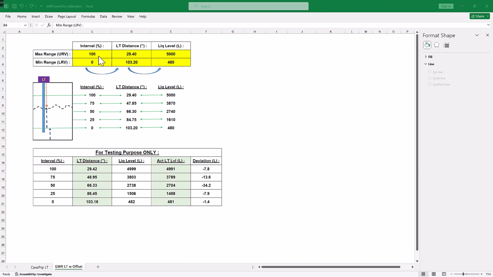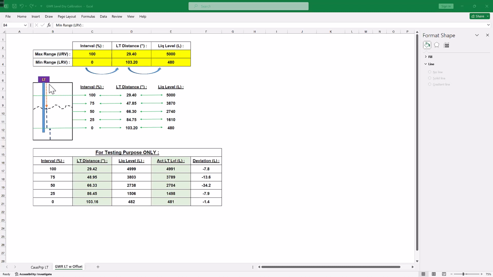In today's example, I have keyed in the values for both the URV and the LRV. This is just an example. The maximum range or URV of the level transmitter distance is 29.4, and the minimum range or LRV of the level transmitter distance is 103.2 inch. As for the liquid level in the unit of liter, the maximum range or URV is 5,000 liter, and the minimum range or LRV is 480 liter. So what it means is that for the maximum range, the level transmitter signal distance from here to this URV line, or the maximum line, is 29.40 inch.